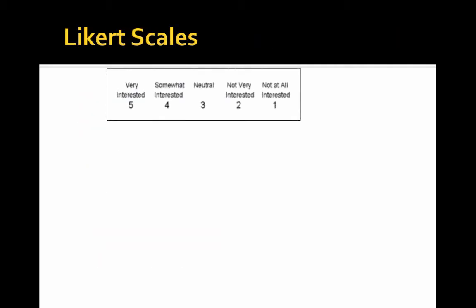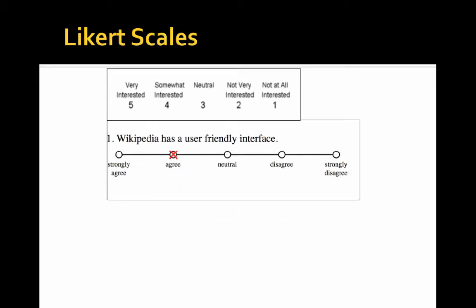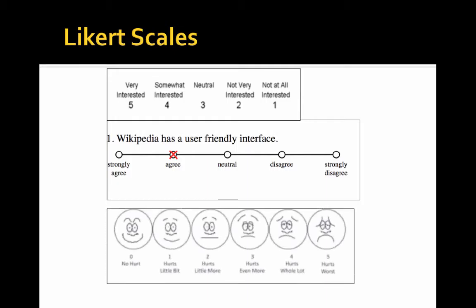Likert scales are used often to assess attitudes about or agreement with a particular kind of statement. So here we have a level of interest identified going from 1, not at all, to 5, very. Here's another one that goes from strongly agree to strongly disagree, and you can circle the box or check a box. And then if you have an illiterate or pre-literate population that doesn't understand your language, you can use symbols like this one here.